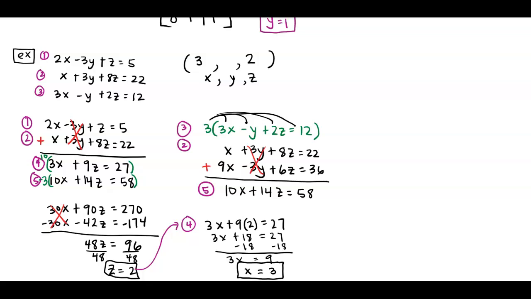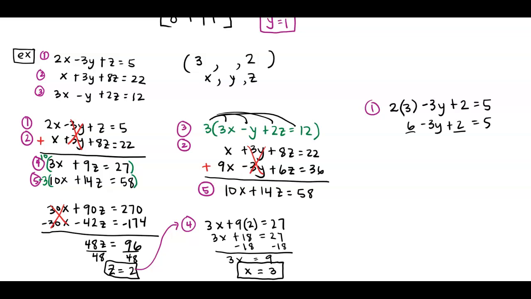Put the 3 and the 2 back into one of the first equations? Yeah, so go back to 1, 2, and 3. I'm just going to choose 1, but like I said, you can choose any of them, and you'll still get the same answer. On 1, I'm going to have 2 times x, which is 3, minus 3y, we don't know what y is, that's what we're solving for, plus z, which is 2, equals 5. Here I get 6 minus 3y plus 2 equals 5.